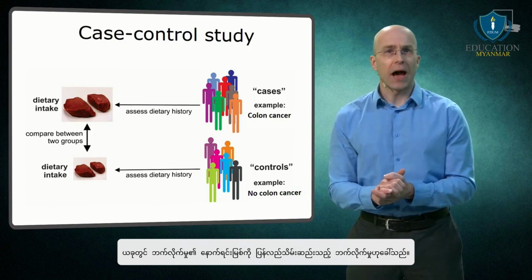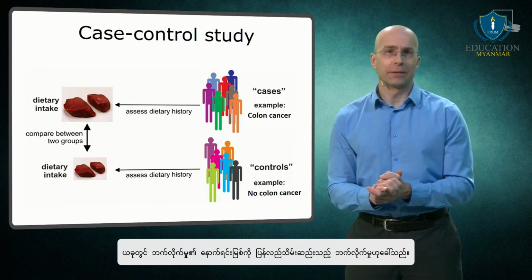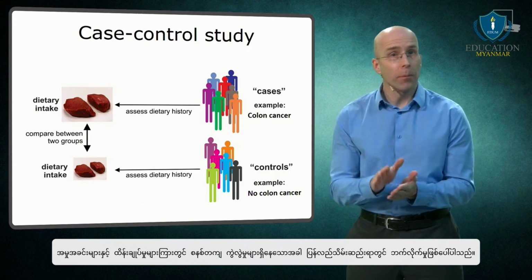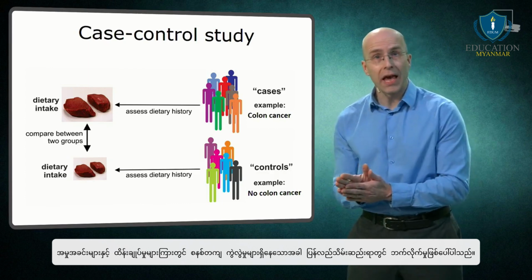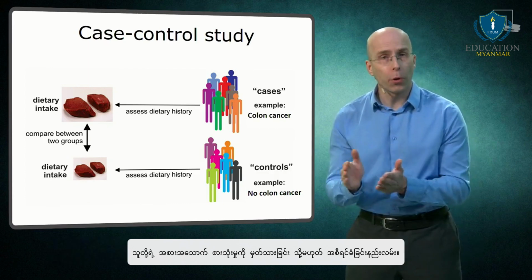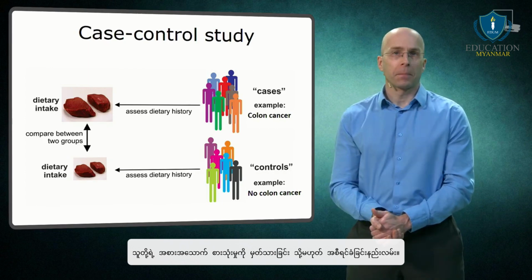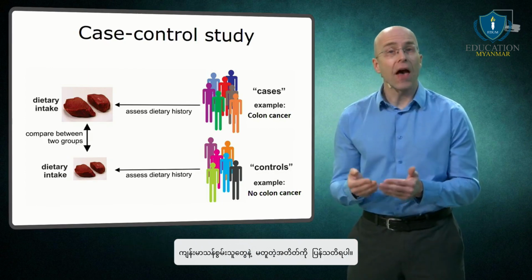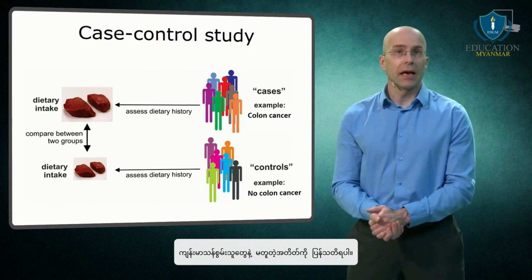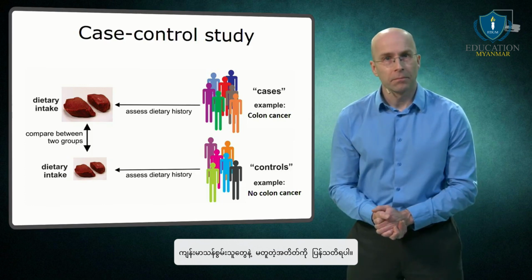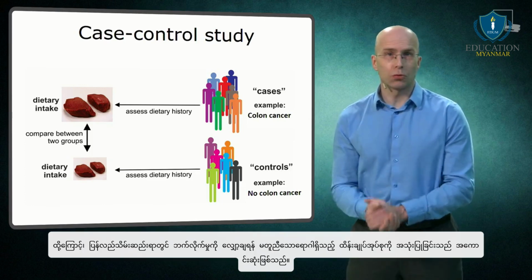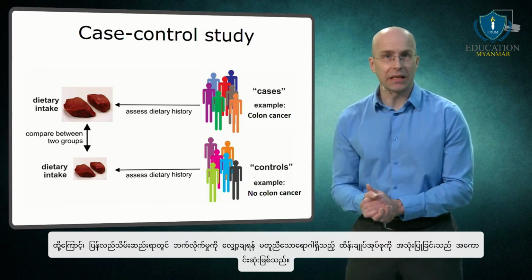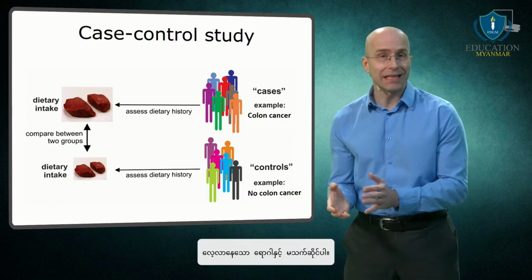Now, another source of bias is called recall bias. Recall bias happens when there are systematic differences between the cases and controls in the way they remember or report their dietary intake. And it's well known that people that are affected by a disease have a different recollection of the past than people that are healthy. And therefore, to minimize recall bias, it's best to use a control group that has a different disease, which is unrelated to the disease being studied.